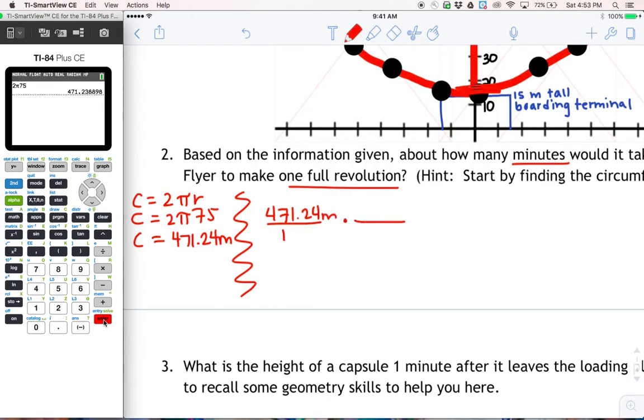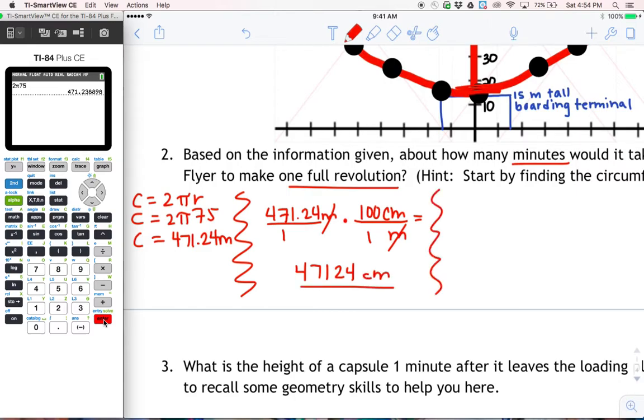Remember, when we're doing unit conversion, the whole idea is you want to be able to cancel off units. I want to be able to cancel off meters, so I have to figure out how to do that. Well, with meters on the bottom, 1 meter has 100 centimeters, which is perfect, right? It leaves me with the one unit that I wanted. So all I have to do is multiply 471.24 by 100. I think we all know that is 47124. And so now I have centimeters.